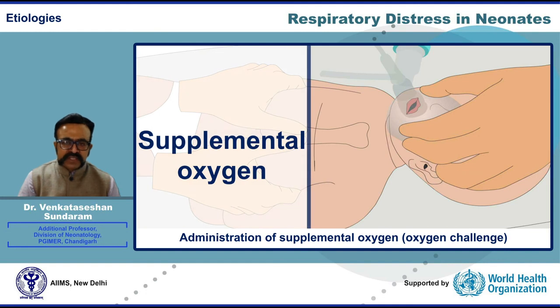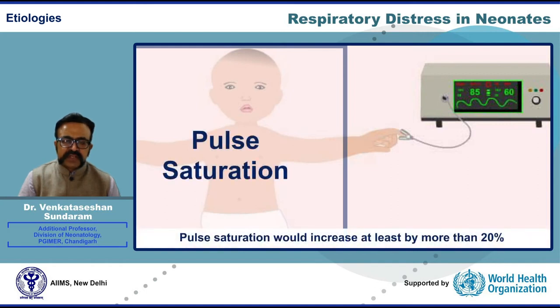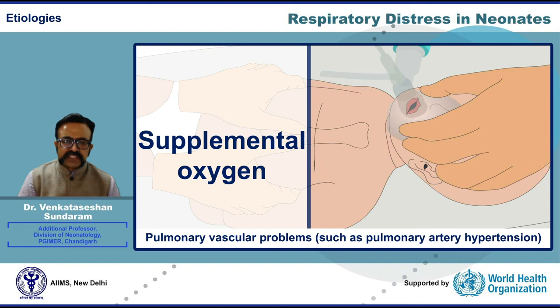Administering supplemental oxygen, which is called by many as oxygen challenge, is a near foolproof method to differentiate various etiologies. Respiratory pathologies, more so with parenchymal pathologies, promptly respond to oxygen administration. Pulse saturation would increase at least by more than 20% from the baseline in such conditions, whereas absent to minimal increase is observed in a cyanotic heart disease with hypoxemia. Pulmonary vascular problems such as pulmonary artery hypertension show an intermediate increase following oxygen administration. These all help to differentiate these conditions.